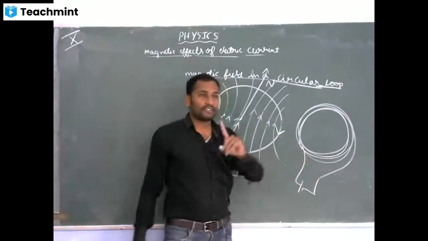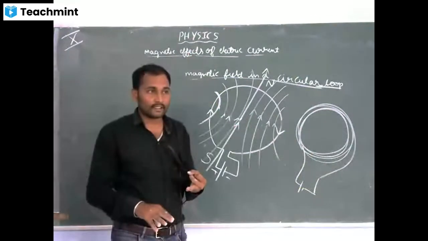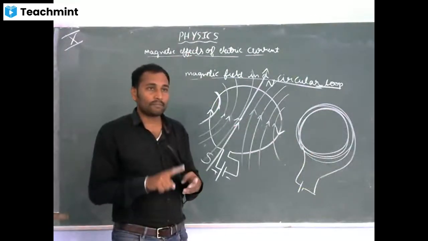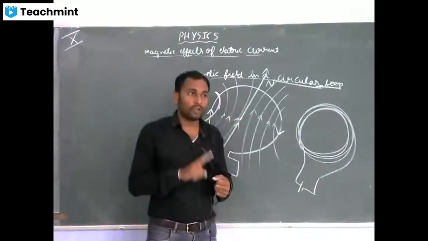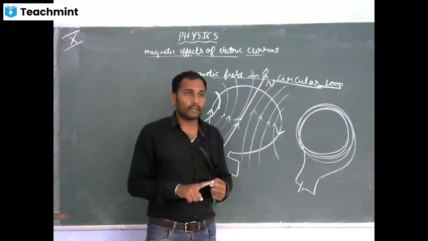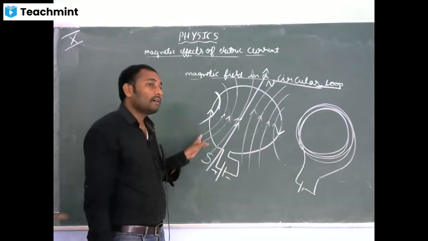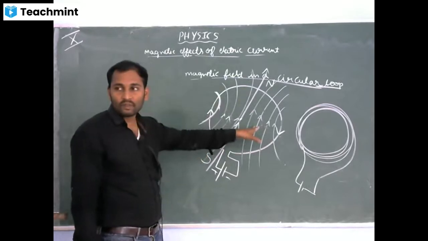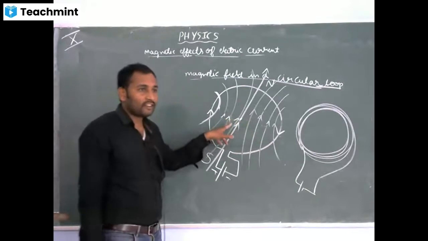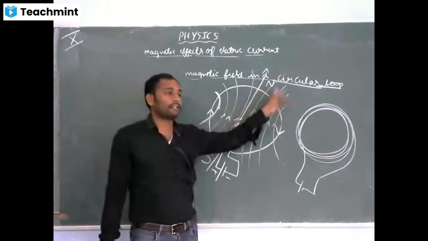Clear? So first thing, as the distance increases, magnetic field strength decreases. As the current increases, magnetic field strength increases. If we increase the number of turns of the circular loop, magnetic field strength also increases. Clear? So these are the three things you should remember in the case of a current carrying circular loop. Clear? So at the center of the circular loop, what happens? We will get a straight line passing through the origin.